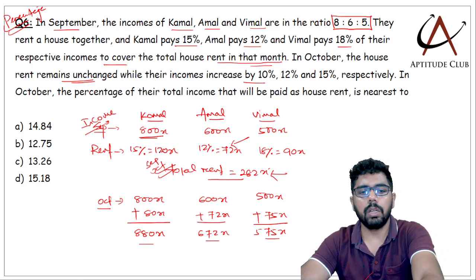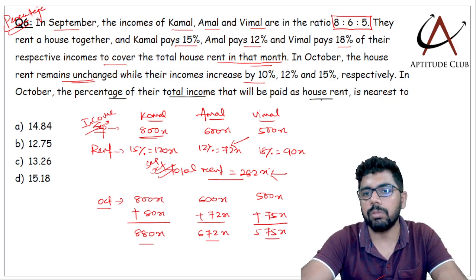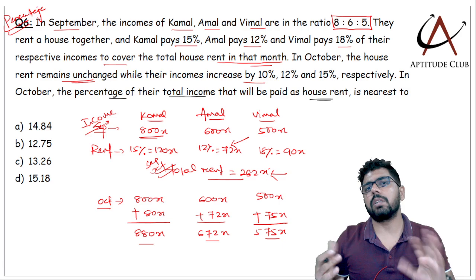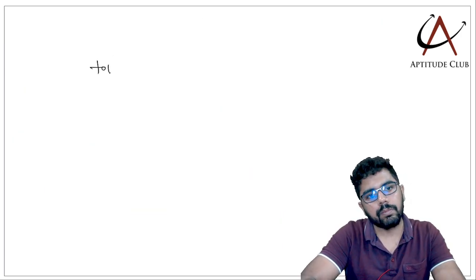So what is the total in October? We'll have to calculate what percentage of the total income will be paid as house rent. We already know the house rent. We already have the individual incomes. Just calculate the total income and then the percentage. So what is the total income?